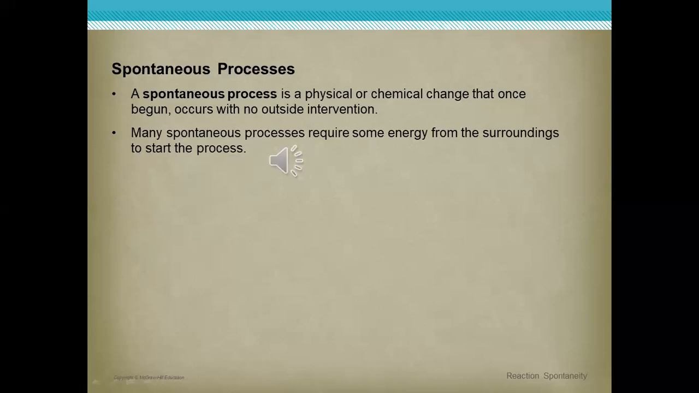After that, listen. Many spontaneous processes require some energy from the surroundings to start the process. Many spontaneous processes require some energy from the surroundings to start the process.